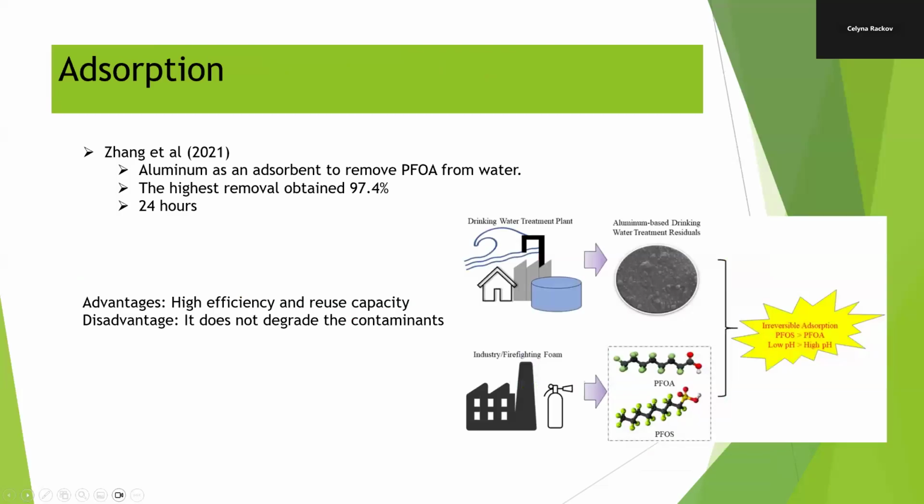And then the next treatment is adsorption. This paper, Zhang et al. 2021, used aluminum as adsorbent to remove PFOA from water. The highest removal was 97.4% of PFOA removal in 24 hours of treatment. So we have here aluminum-based drinking water treatment. The aluminum here would adsorb the bad PFOA.